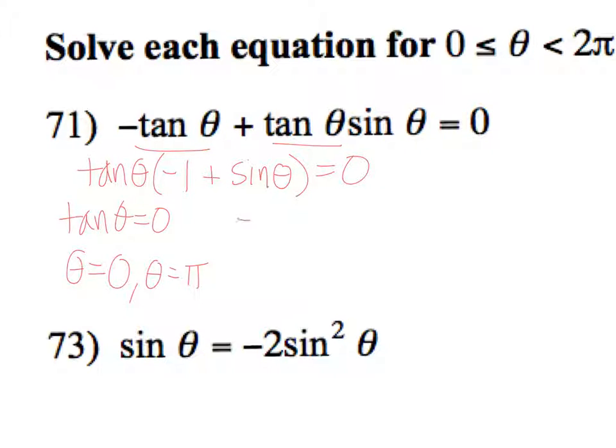And I've got negative 1 plus sine theta is equal to 0, otherwise known as sine theta is equal to 1. That happens when theta is equal to pi over 2. Those would be my solutions to this problem.